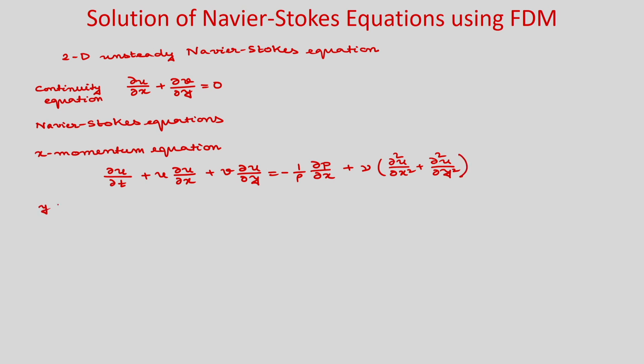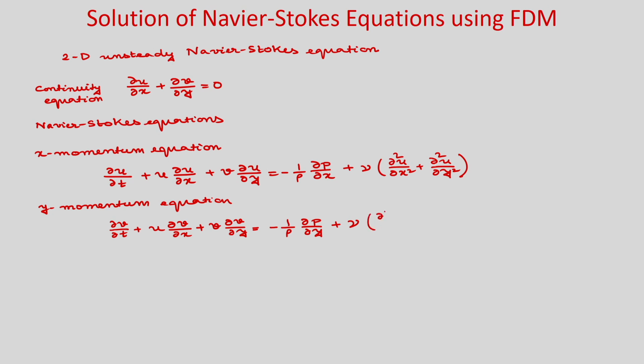Similarly, you can write the y momentum equation. Del v by del t plus u del v by del x plus v del v by del y is equal to minus 1 by rho del p by del y plus nu, the kinematic viscosity, times del 2 v by del x square plus del 2 v by del y square.